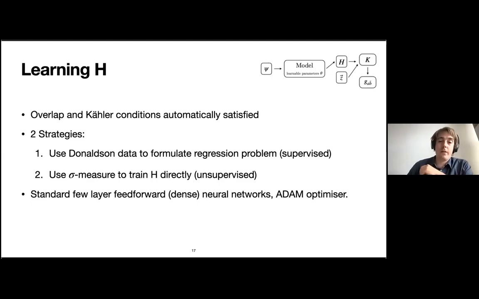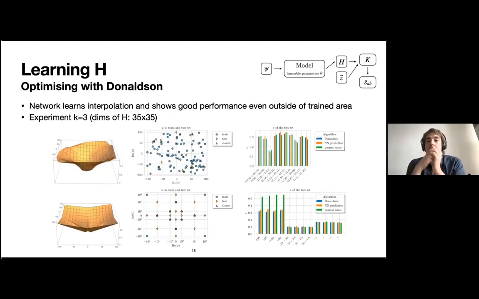Networks, standard feed-forward dense neural networks, and nothing too fancy. Let me show you a couple of results here. This is optimizing with Donaldson's algorithm as a supervised problem. What we see here is that the network really learns the interpolation between various H matrices, and it even shows good performance outside of the trained area.